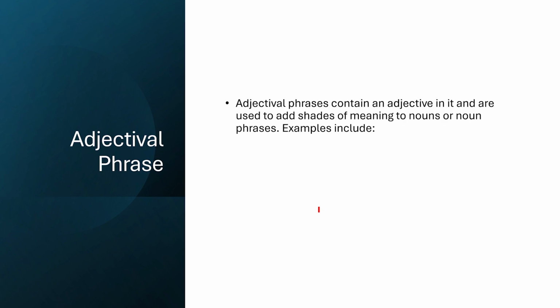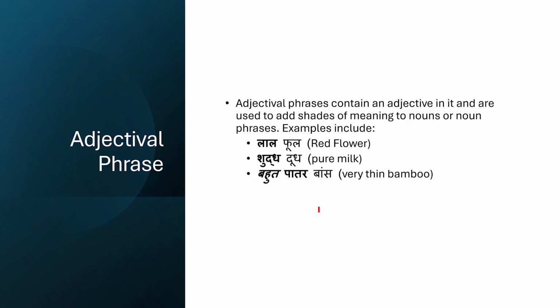Adjectival phrases contain an adjective in it and are used to add shades of meaning to nouns or noun phrases. Examples include lal phool, which is red flower, shuddh doodh, pure milk. Here shuddh is the pure, doodh is milk. So the modified ordering is the same as in English. Bahut patar baas, badd thithar chhoda, and so on.